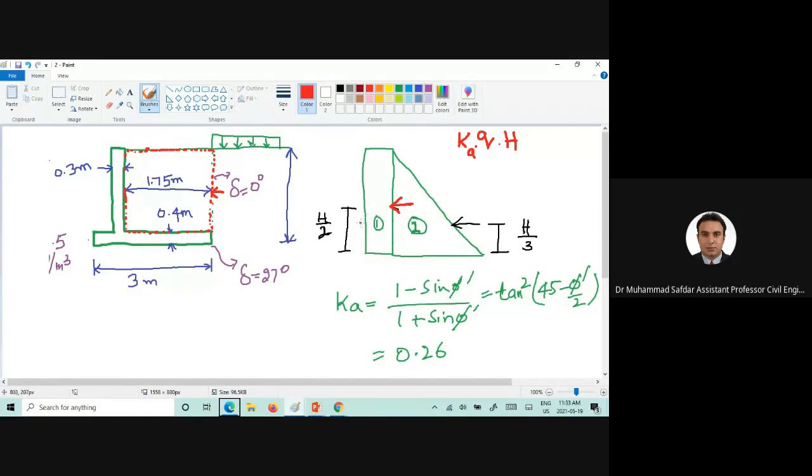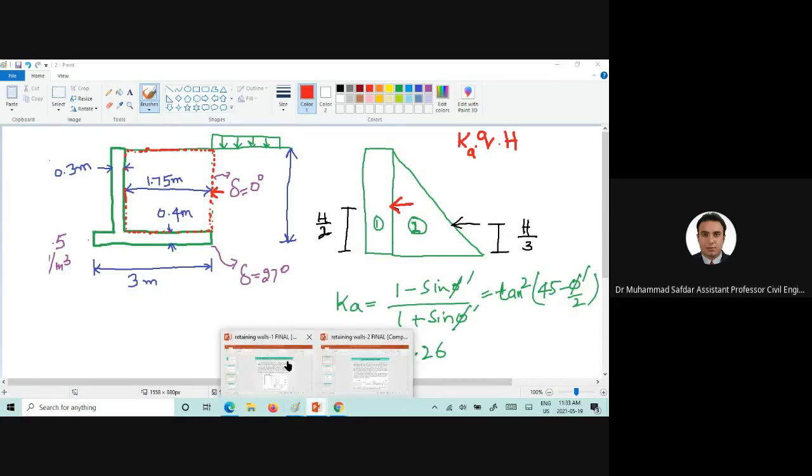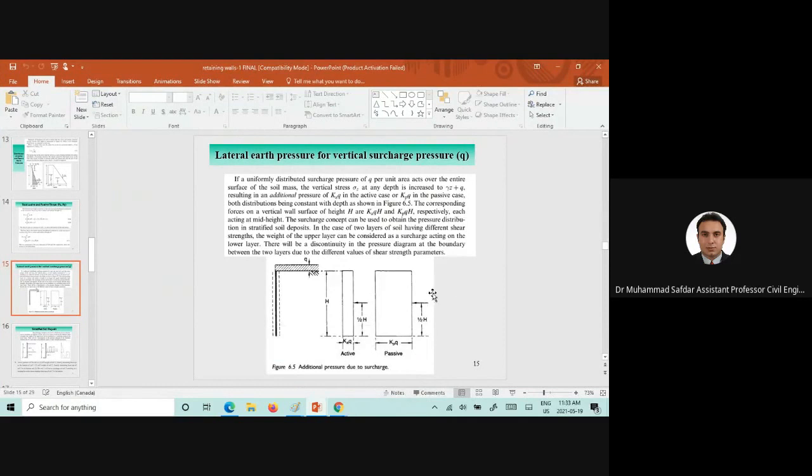And this would be acting at the mid height of the retaining wall. Is it clear? Please confirm. Yes, sir. Okay, thank you. Now here is an explanation if you want to recall from Geotech 2. The explanation is already given here on slide 15 of retaining wall lecture number 1.